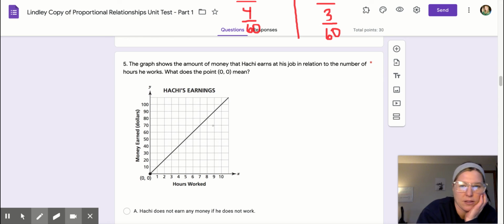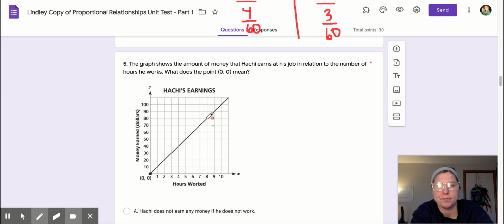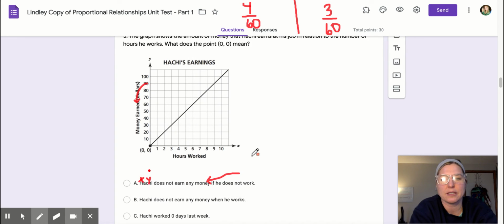This next one, it says the graph shows the amount of money that Hachi earns at his job in relation to the number of hours he worked. What does the point 0, 0 mean? So they're asking what 0, 0 means. Remember, this value is x listed first, and this value is y. Let's not forget that this axis right here, the x value, is hours worked, and the y value is money earned in dollars.